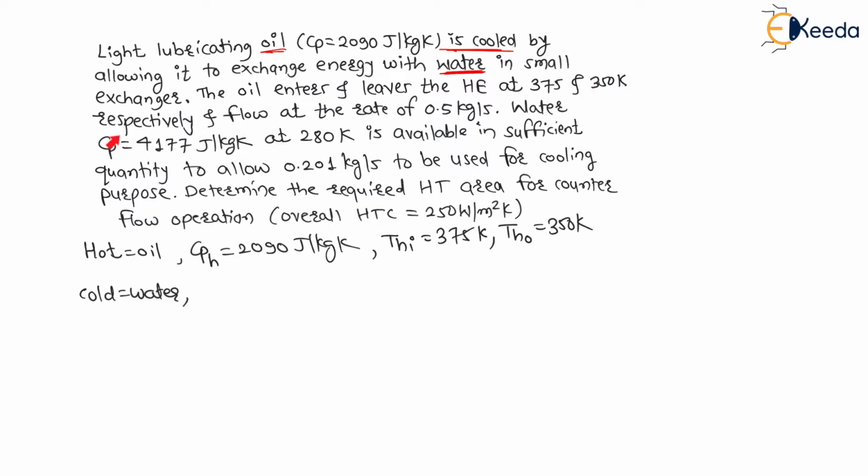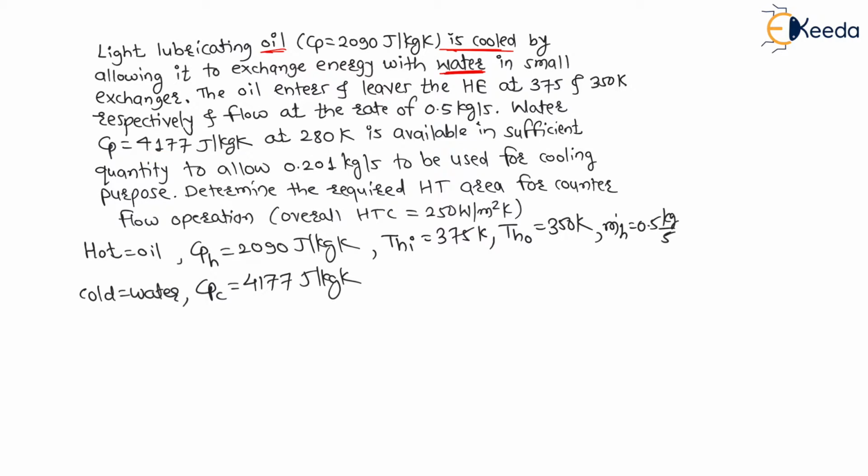Respectively, and flows at the rate of 0.5 kg per second, means it is the mass flow rate of hot fluid, which is 0.5 kg per second. Then water, specific heat of water is given. Now water is a cold fluid, therefore it is the specific heat of cold fluid. Therefore Cp of cold is equal to 4177 joule per kg Kelvin.